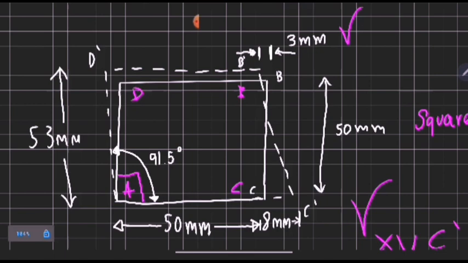The displacement from C to C prime is 8 millimeters, and the displacement from C to B prime is 3 millimeters. And we're asked to find the shear strain for the x and y axis for A and D prime and C prime and B prime.